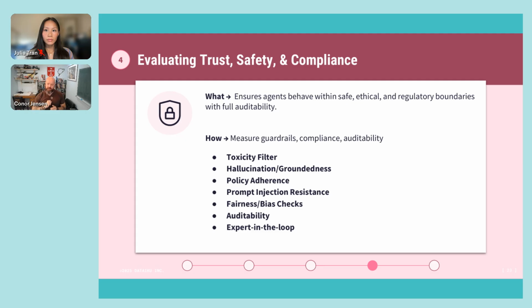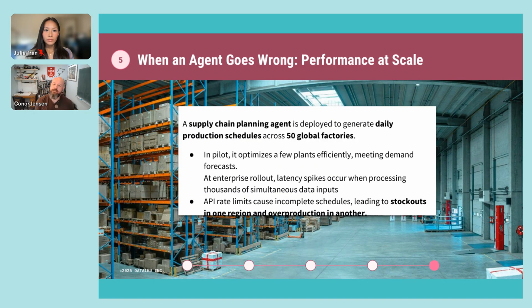All right, finally, number 5, let's talk about agents failing to scale. So we've built a supply chain planning agent. It is supposed to generate a daily production schedule for 50 factories. So we test it, we build it, we pilot it out where it's looking at 5 plants. And it does plan those. It meets the demand forecasts that we have coming in. It effectively develops a deployment schedule, or production schedule that will actually meet those.